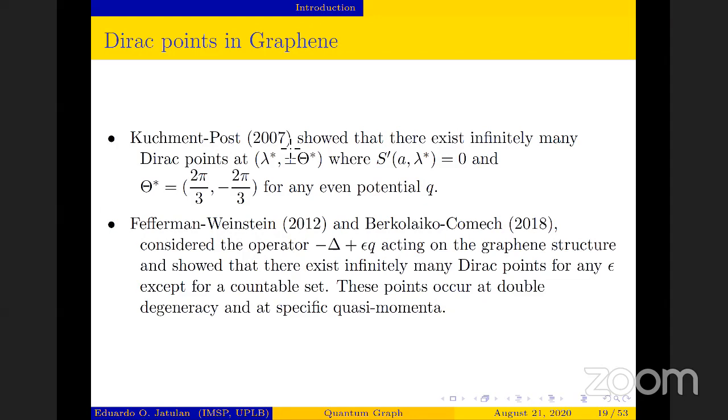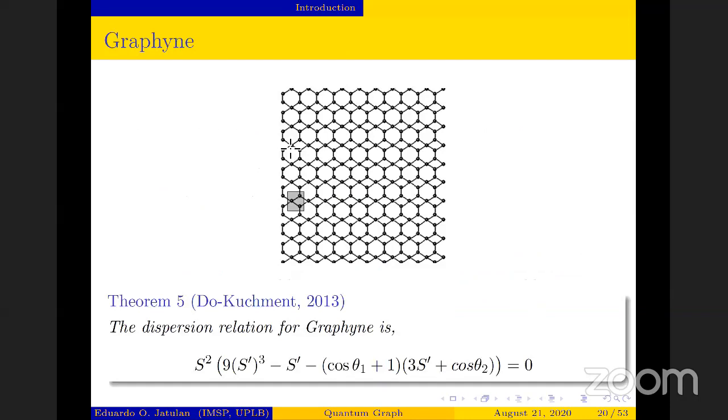Also, for the graphene, this is some example of the allotropes of graphene. Du and Cookman also derive the dispersion relations for graphene. So we have these equations. This is actually the simplest allotrope that I showed a while ago. They consider this, and they also showed some Dirac points for this given structure.